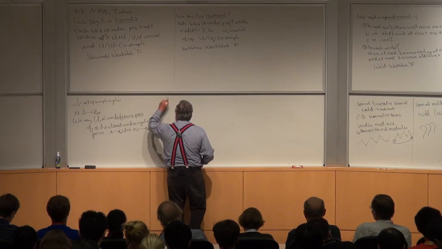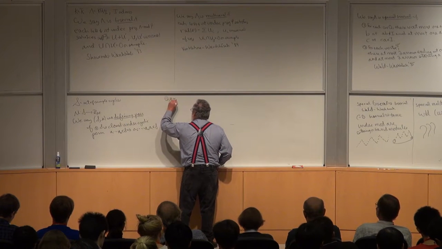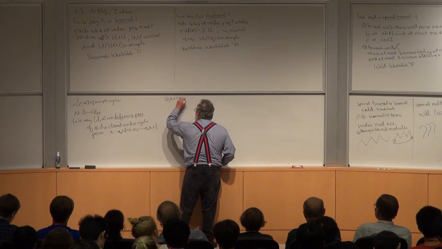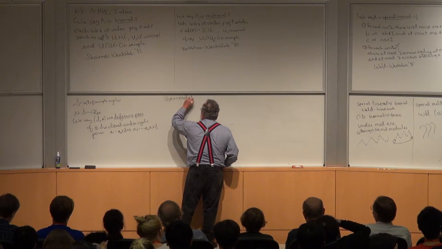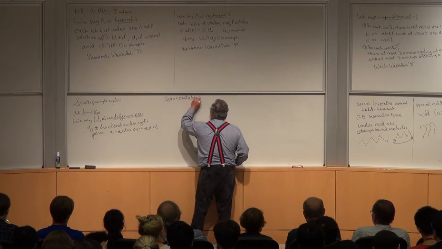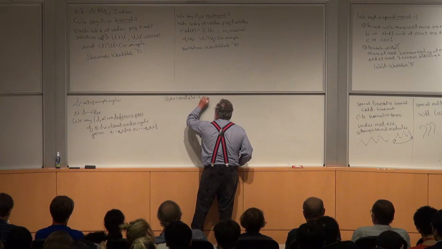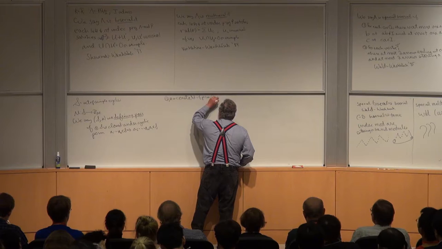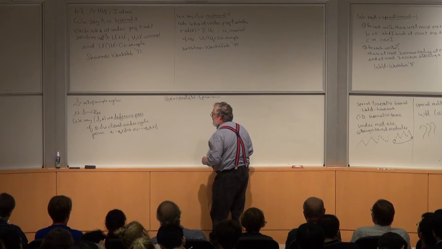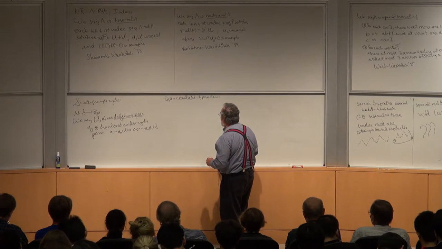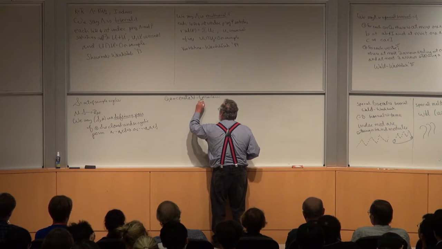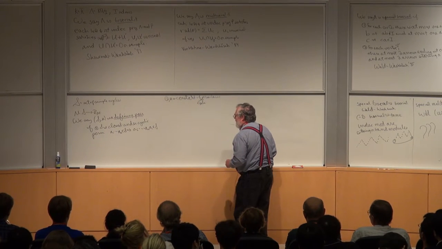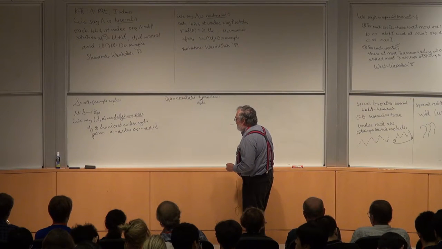Secondly, mu is constant on these permutation classes. It's constant on permutation classes. If two simple cycles are cyclic permutations, then the mu of them are equal.